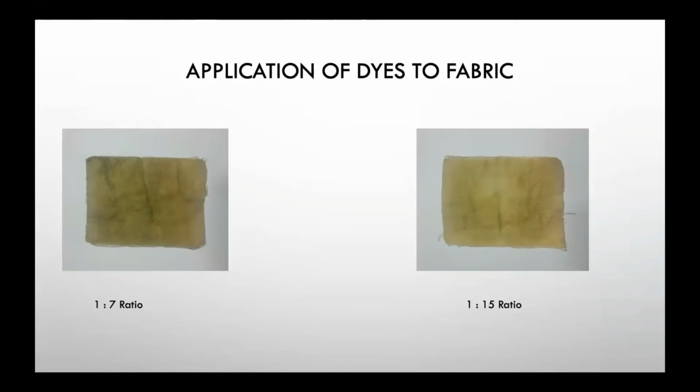The coloring result of Mangifera indica extraction produced a darker color in the 1:7 material to solvent ratio than the 1:15 ratio. The pale color on the right-hand side might be due to the coloring agent dilution in the 1:15 material to solvent ratio. So in this case, we can conclude that the 1:7 ratio is the best material to solvent ratio in our experiment.